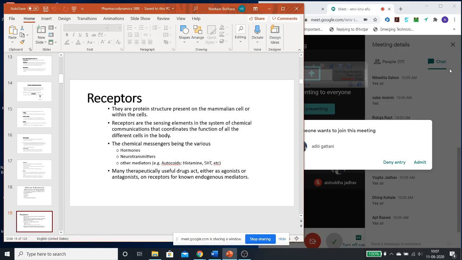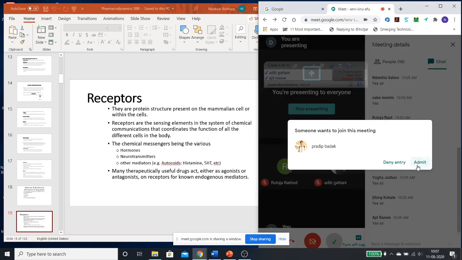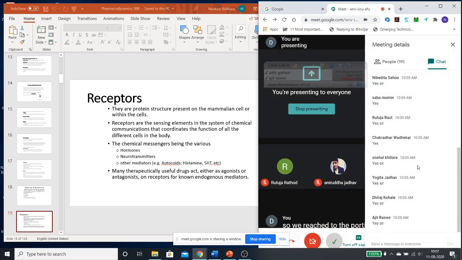So we reach the portion that we have seen earlier, and what are the situations, what are various principles of drug action, what are the basics of drug action.